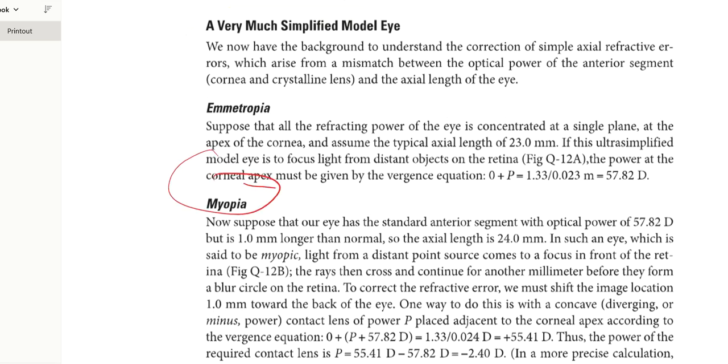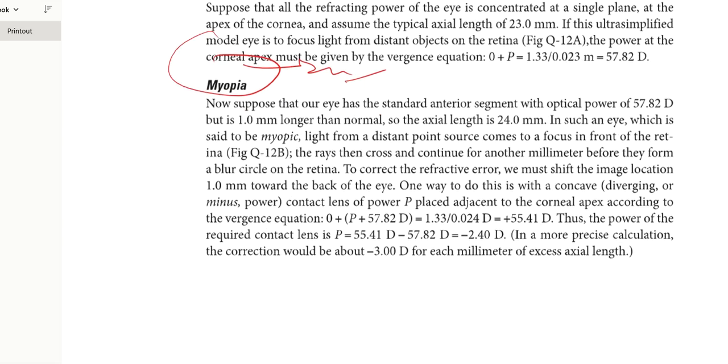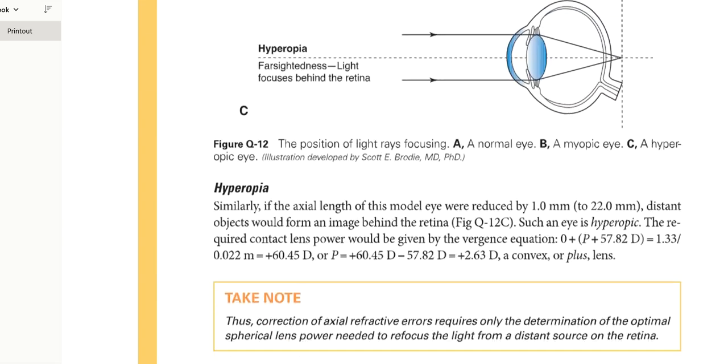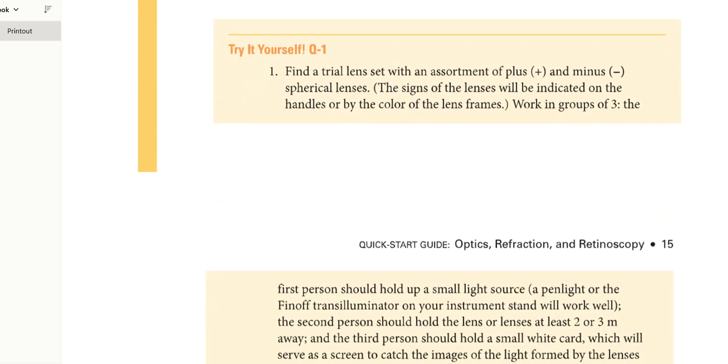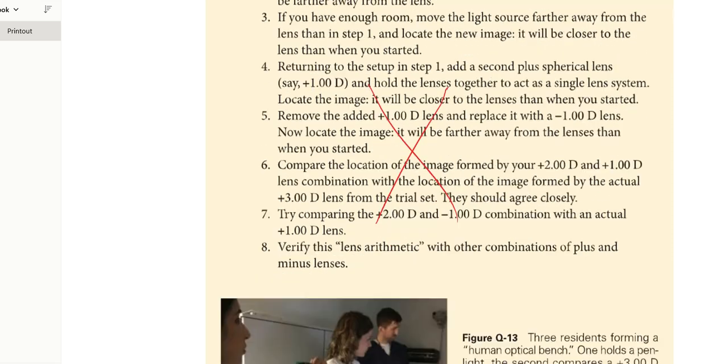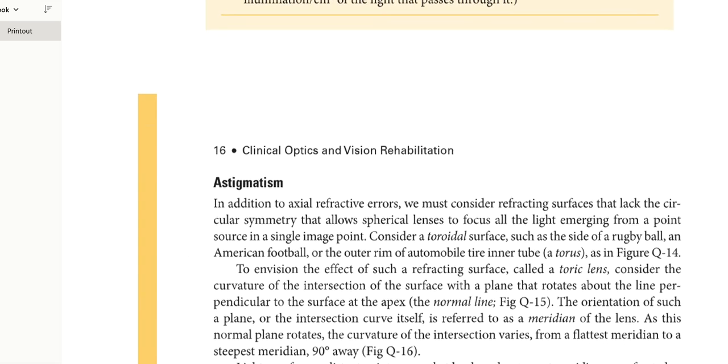Read these concepts, myopia, hyperopia, etc. Also hyperopia. This is not important, okay? Not important. Astigmatism is important, okay?